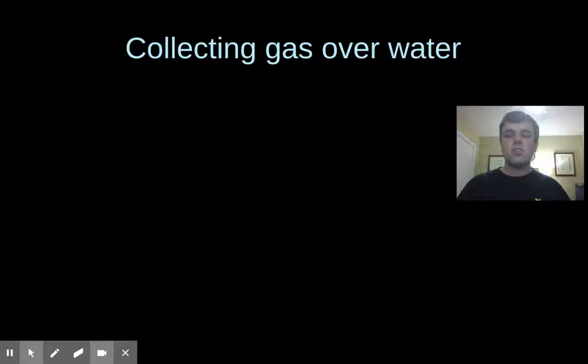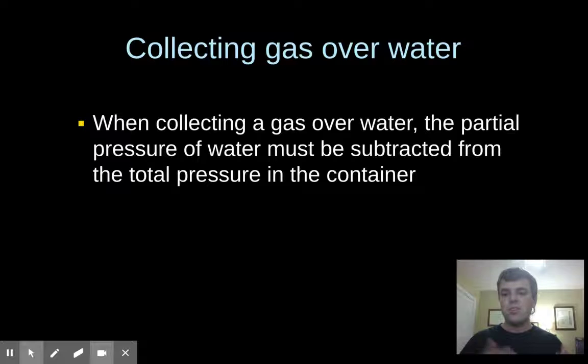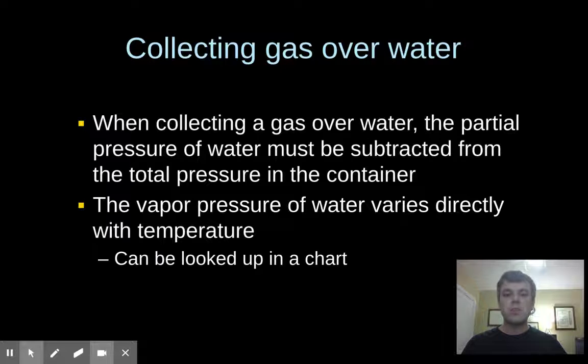The last thing we got with this is collecting gases over water. We've talked about this if you've done the lab. For those of you in cohort C, you'll be doing this lab on Tuesday. But when collecting a gas over water, the partial pressure of the water vapor has to be subtracted from the total pressure in the container. This is an application of Dalton's law. And the vapor pressure of water, as we just saw on that last slide, varies directly with temperature, and you can look that up in a table.